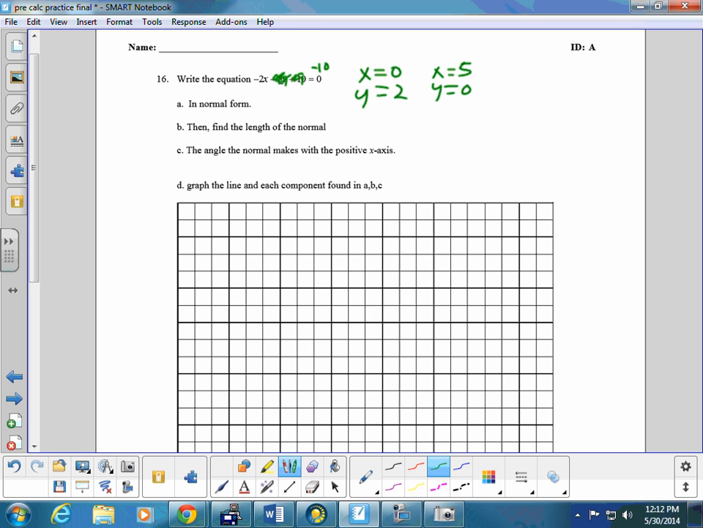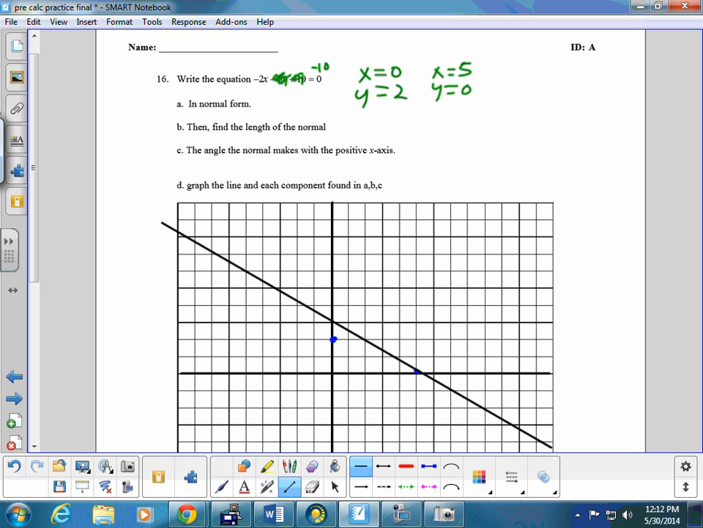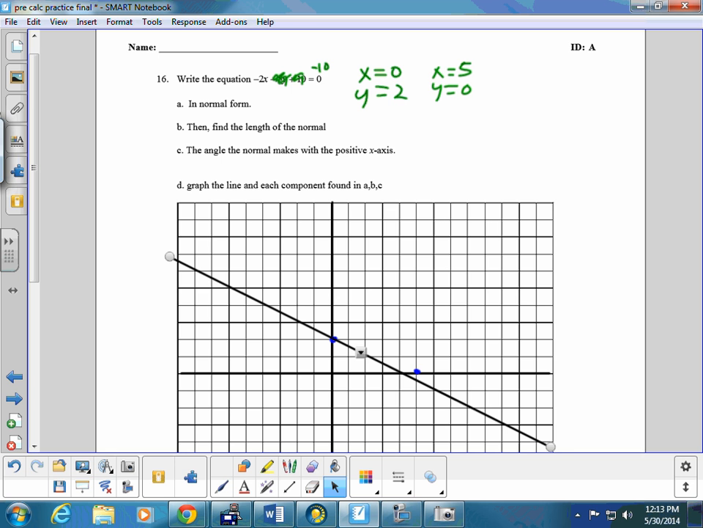Okay, so on your graph paper, you would graph this, and you have to try to be careful. x is 0, y is 2 is here, and x is 5, y is 0, 1, 2, 3 is here. So you graph the line, which is very elementary. Obviously, make sure it's straight and connecting the dots. You'll have a straight edge for the final.